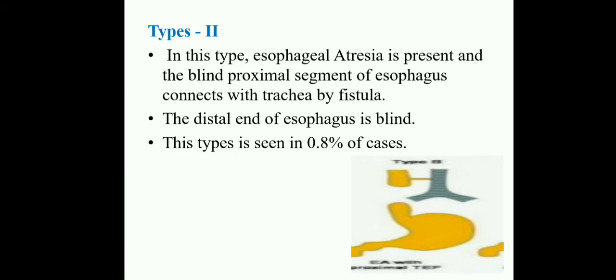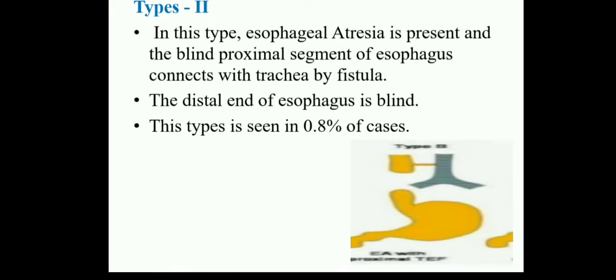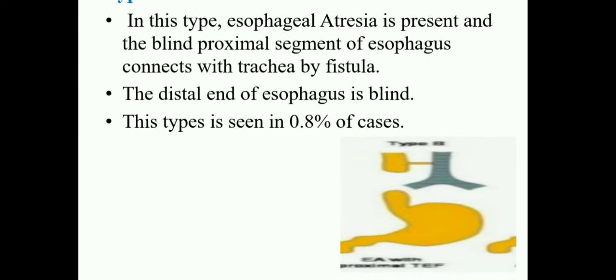In this type, what we see is that esophageal atresia is present and the blind proximal part is there. Here the proximal means the top part, distal means the part below. Here it is the same as the first type.